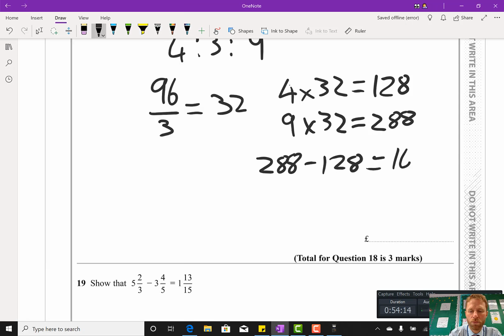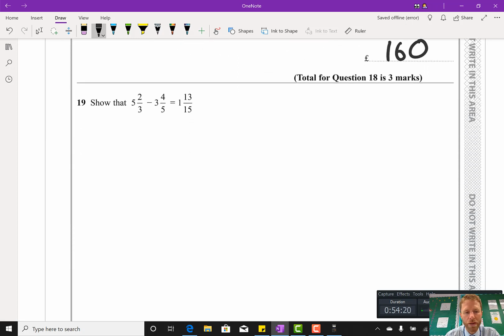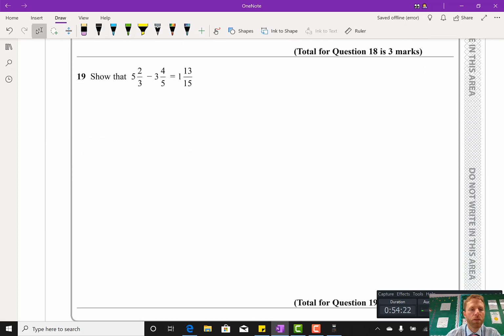£160, so there's a difference of £160. Ooh, fractions, everyone's favourite, yay. So, show that 5 2/3 minus 3 4/5 is equal to 1 13/15. Now you can put this in your calculator, you'll probably end up with no marks whatsoever, because all it will do is replicate what you're seeing there and then give it to you as a decimal.